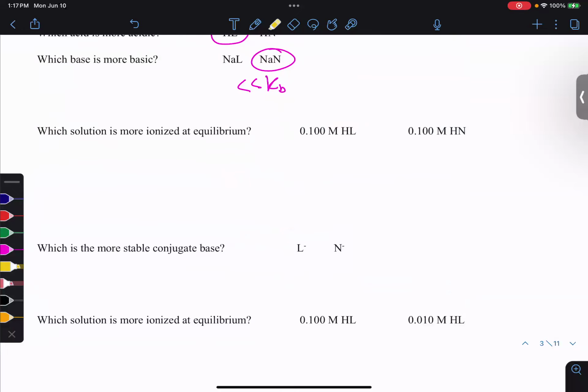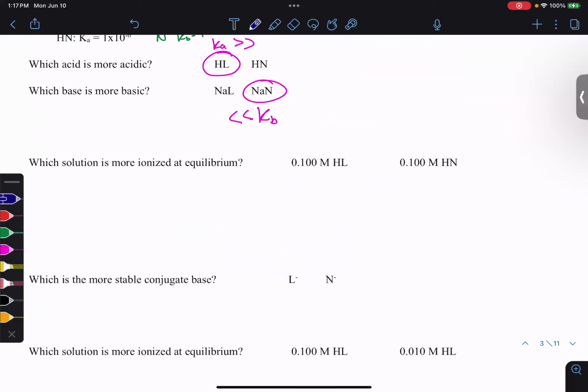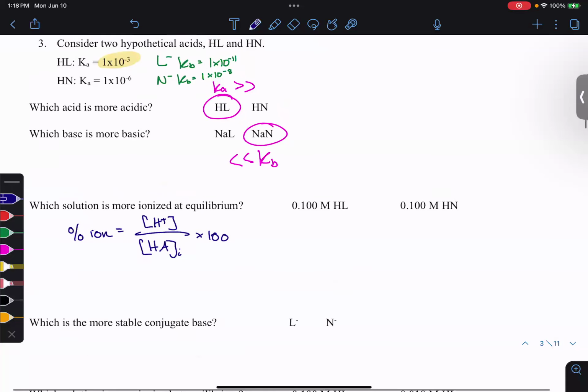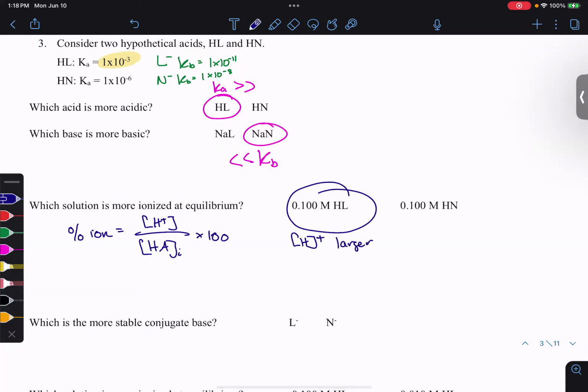Which solution is more ionized at equilibrium? So we had an equation, percent ionization is equal to the H plus concentration over the initial acid concentration times 100. So that's how we calculate percent ionization. So for both of these solutions, isn't the denominator the same? But where they differ is what the numerator can be. So what we see is that HL is going to be more ionized because H plus is a larger number for that percent. You could calculate it, but you don't have to.